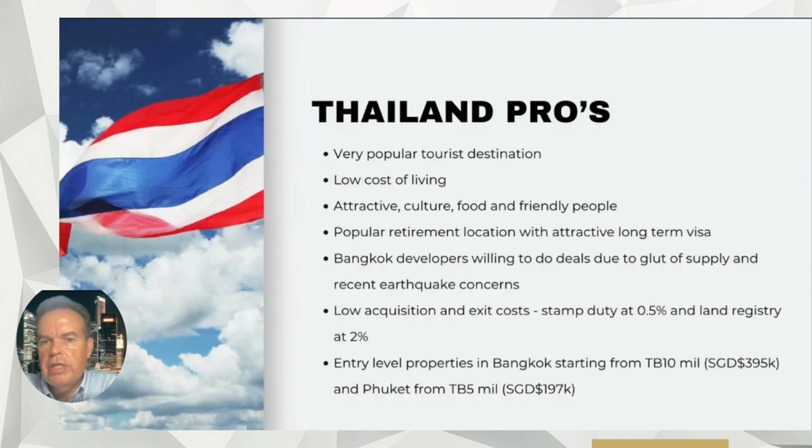There are low acquisition and exit costs. For new build properties, stamp duty is around 0.5% and land registry is at 2%. So pretty attractive relative to many other countries. Entry-level properties in Bangkok start from 10 million baht or about 395,000 Sing, and in Phuket 5 million baht or about 197,000. Now, I should flag up with all of these prices, I'm sure that if you look hard enough, you could find things that are cheaper. I'm providing some guideline ballpark figures for entry-level properties that I can get access to in these countries.